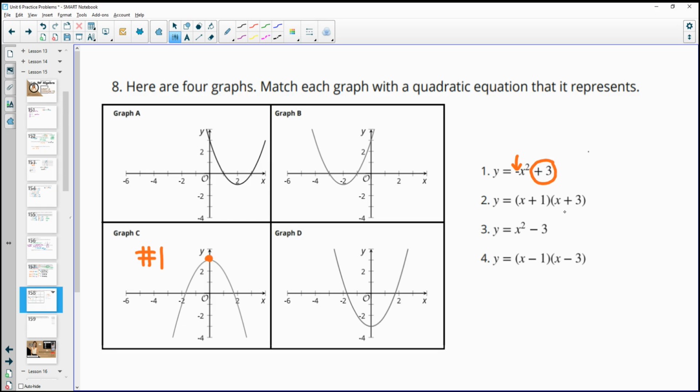Number 2 is written in intercept form. And so we know that a -1 will make this 0 and a -3 will make this 0. So those are our x-intercepts. So we'll look for the graph that crosses at -1 and -3. And that is graph B for equation number 2.